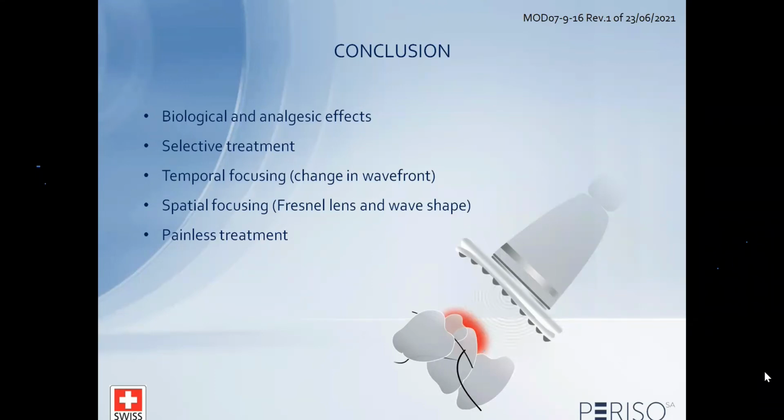So, in conclusion, with this shockwave device, we have biological and analgesic effects thanks to the shockwaves, but also thanks to the action of the magnetic field. We can have a selective treatment because we can change the temporal focusing of the shockwaves, but also the spatial focusing, and the patient doesn't feel any pain.